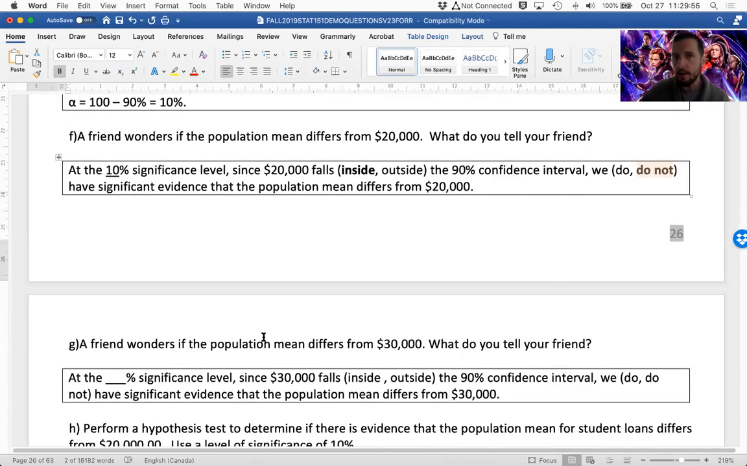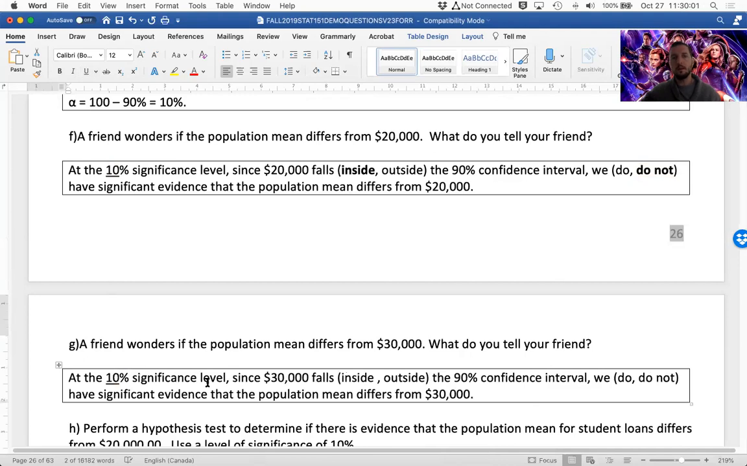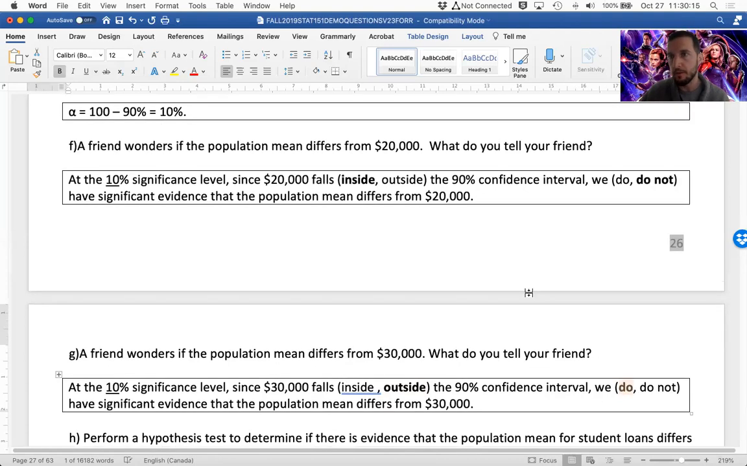In part G, same idea. She then asks, well, could it be 30,000? 30,000 is outside the 90% interval that we computed. So we have evidence in that case that the population mean is different from 30,000.